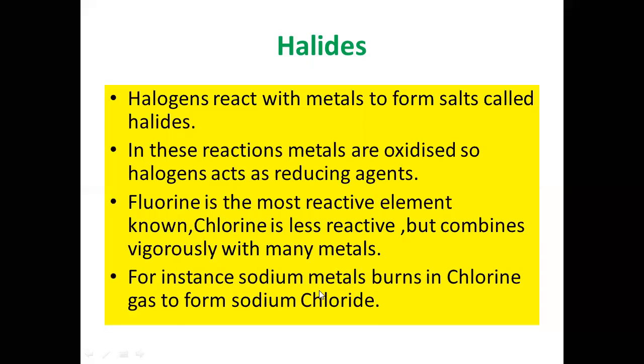For example, a sodium metal, I told you, burns in chlorine gas to form sodium chloride. When sodium reacts with chlorine, or when we burn it in chlorine gas, it gives sodium chloride, which is a salt, and this is called a halide. Metals react with halogens to form halides.